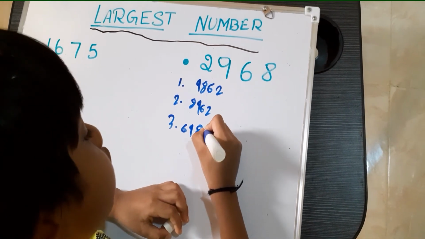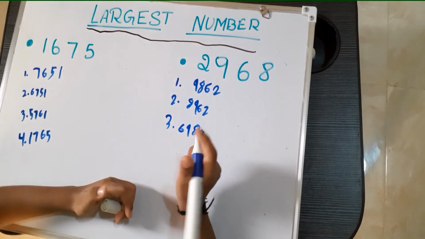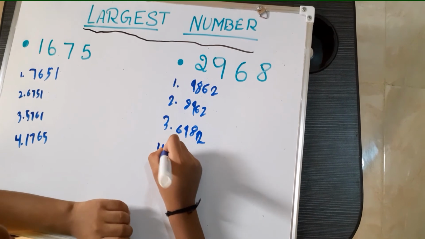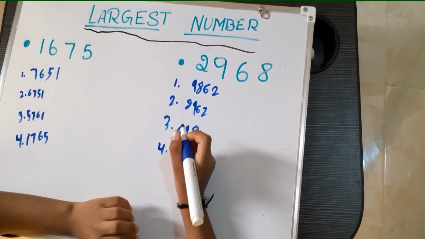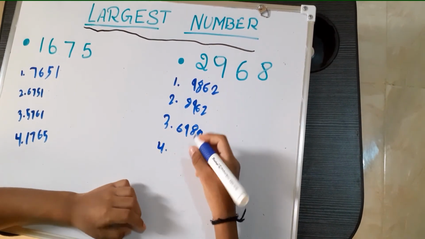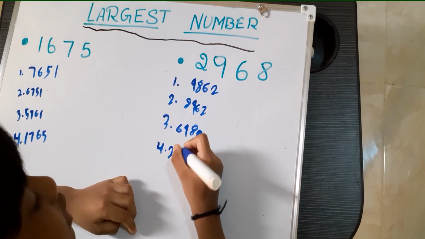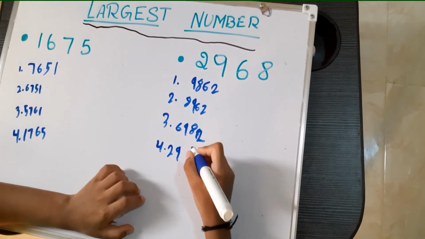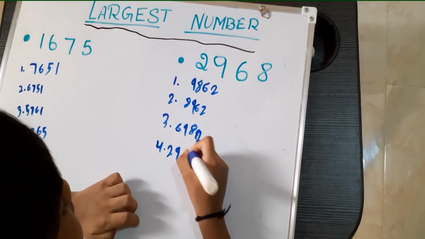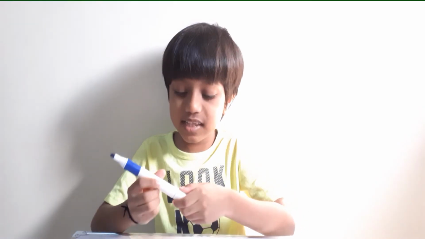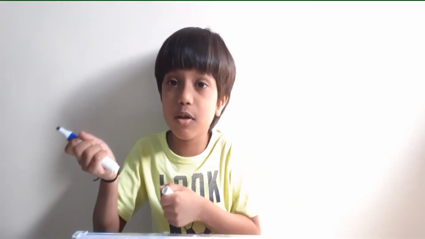6,982. And what is the fourth largest number? It is 2,986. This is the possible way of making the first, second, and third and fourth largest numbers.